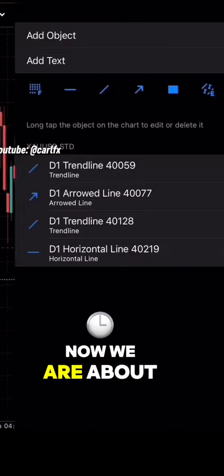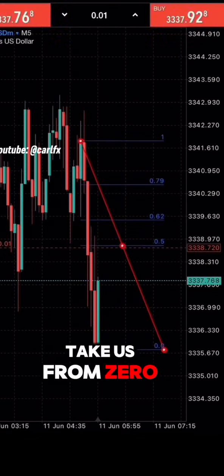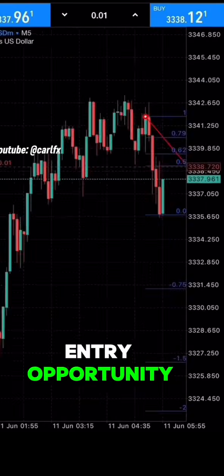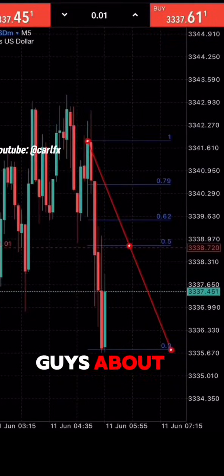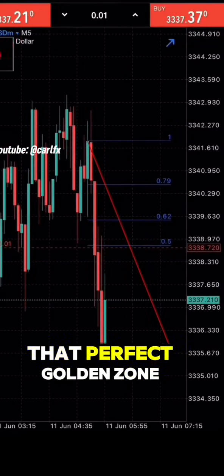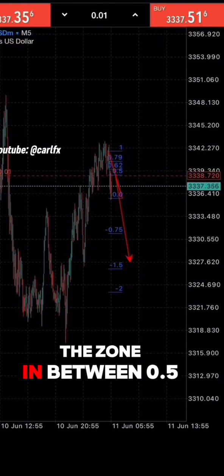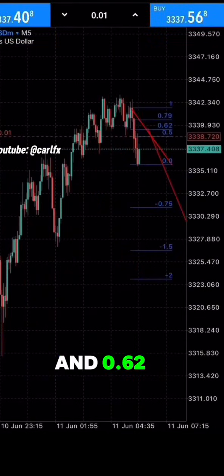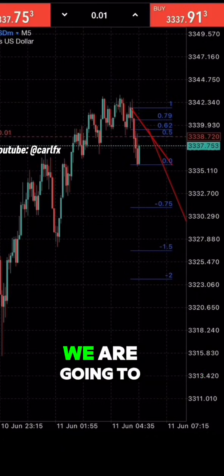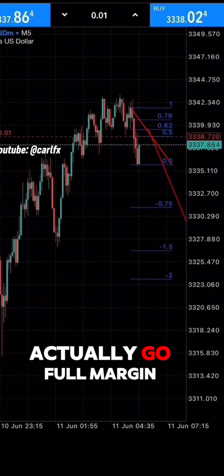Now we are about to get in for the big trade, the one that will take us from zero to nothing. I'll just draw my fibs to get that perfect re-entry opportunity that I always tell you guys about. We are waiting for that perfect golden zone, the 0.62 level, the zone in between 0.5 and 0.62. That's where we are getting our interest from. When the market gets to our retracement zone, we are going to go full margin in the markets. We are going to actually go full margin.